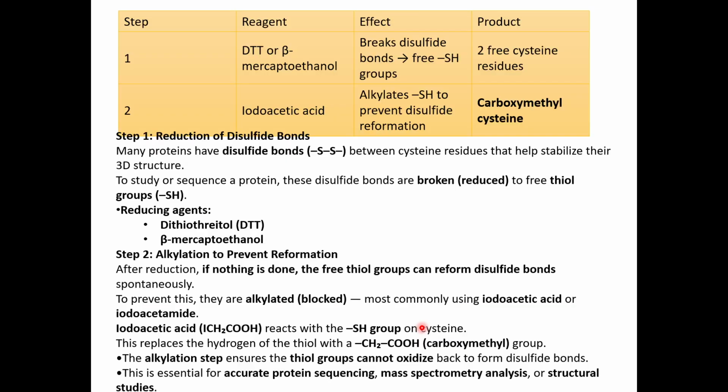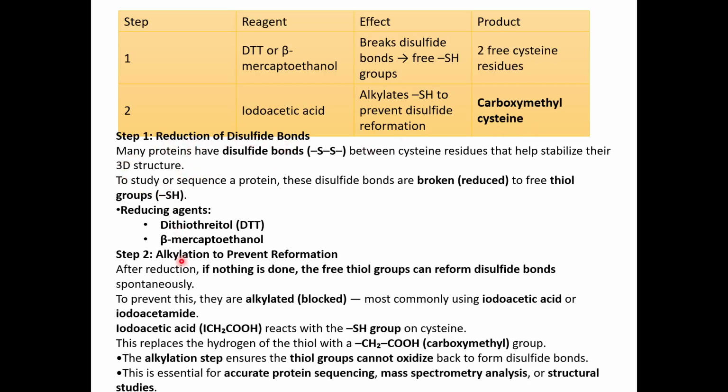Next is regarding the reagents DTT, beta mercaptoethanol, and iodoacetic acid. DTT or beta mercaptoethanol breaks the disulfide bonds. That is, it attacks the disulfide bond, and the product it gives is two free cysteine residues with SH groups. Iodoacetic acid alkylates the sulfhydryl, that is the SH, to prevent the disulfide reformation. Here the product is carboxymethyl cysteine.